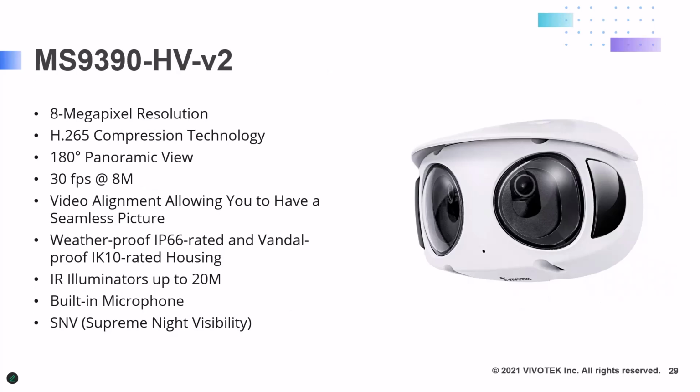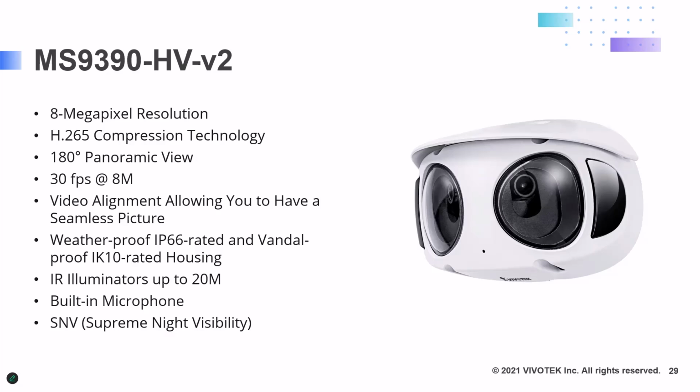This camera is one of the most efficient panoramic network cameras that's offered in surveillance. It features dual 4 megapixel sensors. It delivers a seamless 8 megapixel view, 180-degree image as well. With H.265 compression and SmartStream 3, it optimizes bandwidth and storage by up to 90%.